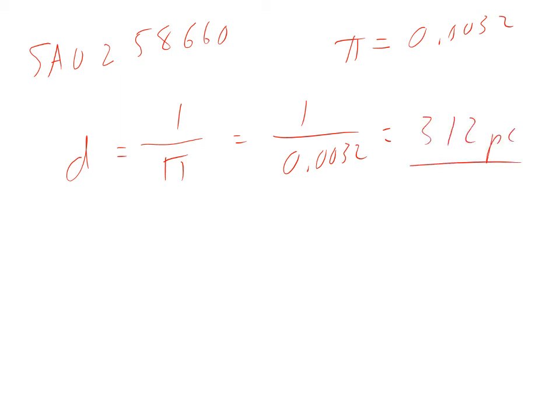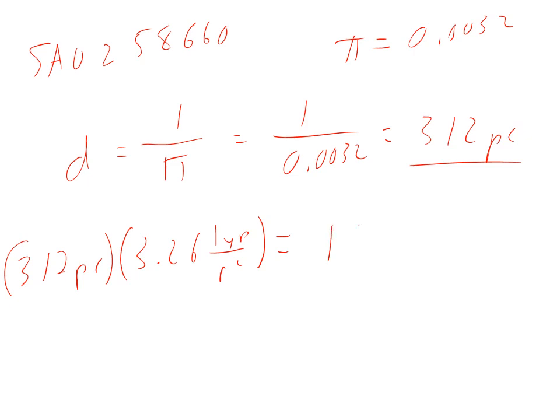So how far away is that in light years? 312 parsecs times 3.26 light years per parsec. So times 3.26, and that's going to be about 1,020 light years.